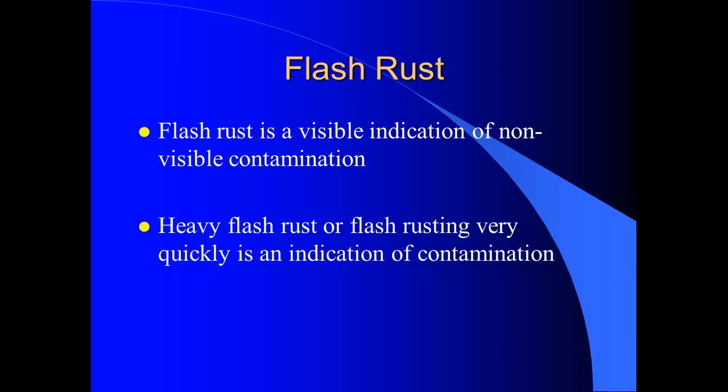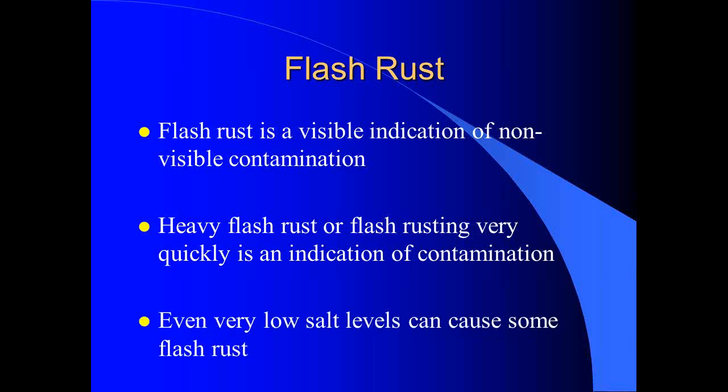Heavy flash rust, or flash rusting very quickly, is an indication of contaminant. If you've got a nice, smooth, even light reddish brown and then a heavy dark brown area, that heavy dark brown area is an indication of an area that's got heavy contamination. Probably go back and test it. You may have to decontaminate it.